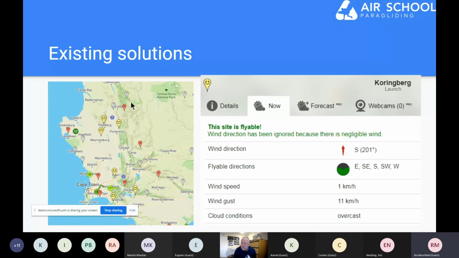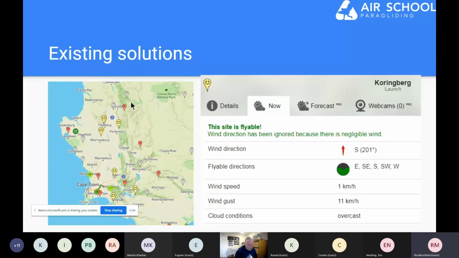However, the problem with this is that you're looking at one specific time period. On the free version, it'll be for now. You can upgrade to the paid version, and it will tell you, okay, at 11 o'clock tomorrow, you can look at the various sites, and then you can look at it for 2 o'clock and 5 o'clock and so on. But essentially, you are looking at one time period at a time.